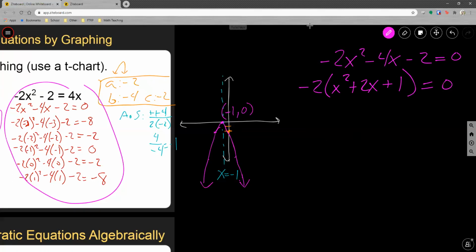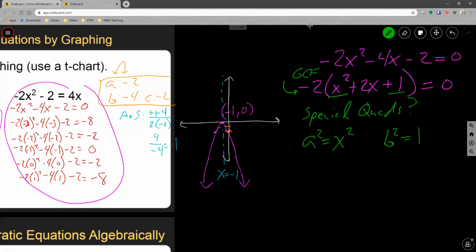All right, now I've got something that's easy to deal with. I'm going to look at this. I took a GCF out. That was my -2. Next step would be special quadratics. Well, if I look at this, I've got x squared and I've got 1. It's a trinomial, so it might be a perfect square trinomial. X squared is a perfect square. So my a squared is equal to x squared. 1 is a perfect square. So b squared is equal to 1. That means that my a is equal to x. My b is equal to 1.